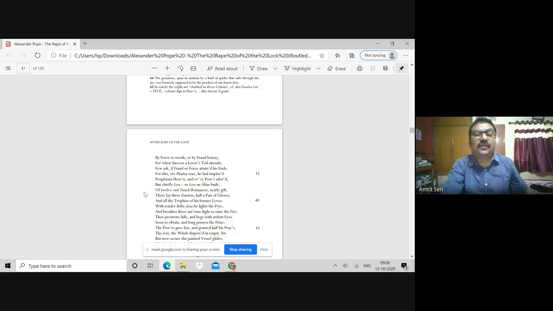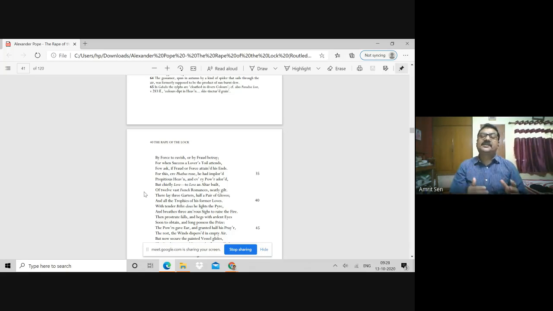"For when success a lover's toil attends, few ask if fraud or force attained the ends." Now the allusion is to the saying that everything is fair in love and war. And there is also the reference to the Trojan horse in that sense, where the Trojans were defeated by fraud. And Satan also in Paradise Lost refers to work "in close design by fraud and guile." So whether it be force or be guile, everything is permissible in the act of love and war. The references once again being to the Iliad, and also to Milton's poem Paradise Lost.